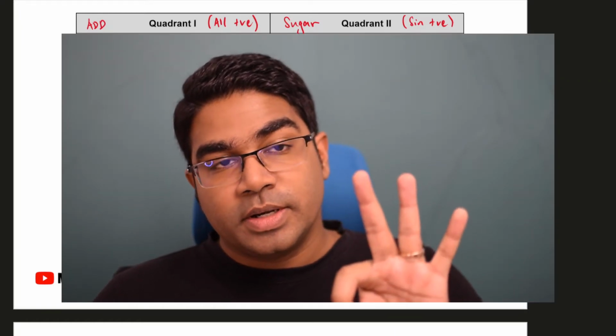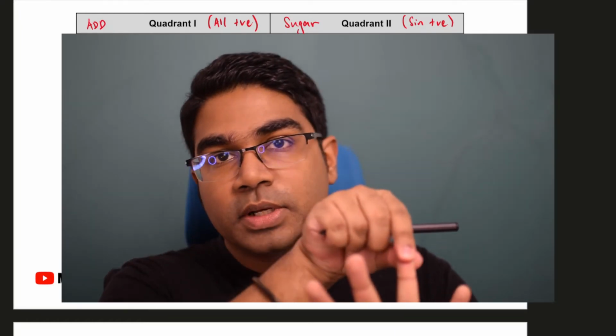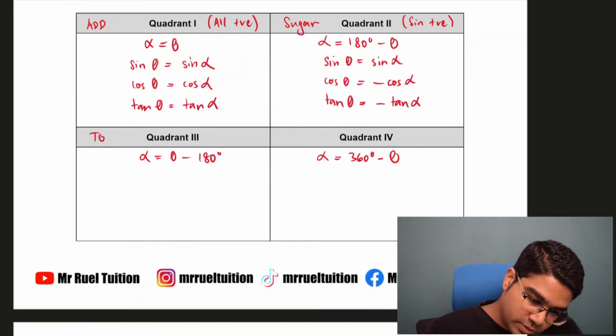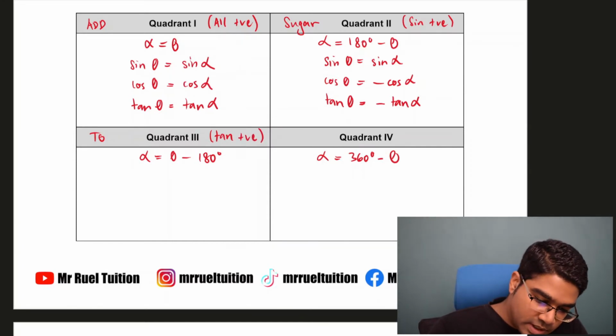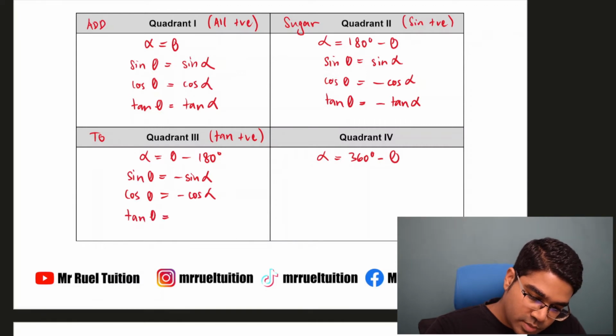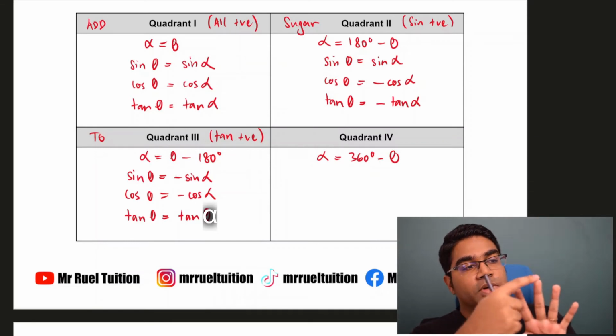Once we go to the third quadrant, add sugar 2. So third quadrant, T, 2. 2 stands for tangent positive. So again, sine theta equals negative sine of alpha. Cosine theta equals negative cosine of alpha. However, tangent theta equals positive tangent alpha.